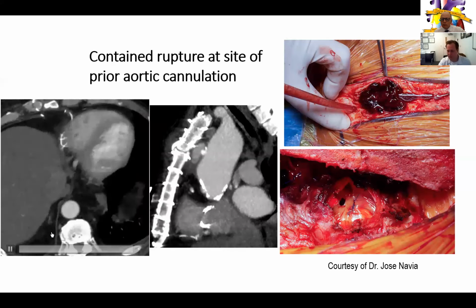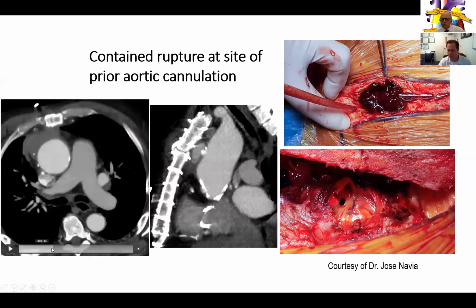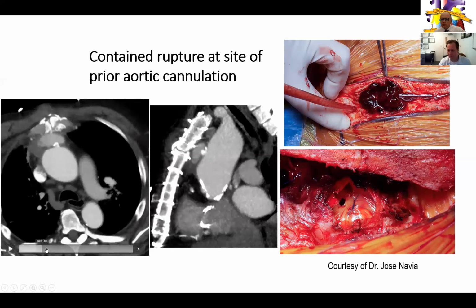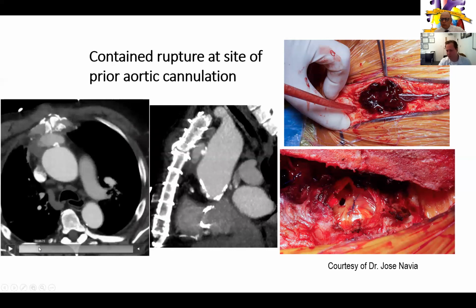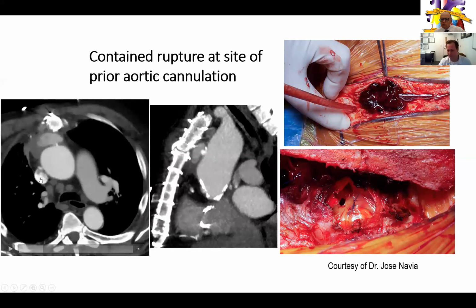So here's a patient who had multiple prior cardiac surgeries, has a homograft, and I was caring for him in our ICU with Staph aureus bacteremia. And here's the site of prior aortic cannulation. So that had become superinfected, and there was a contained rupture there, which you can appreciate here. And you can also see on this sagittal reconstruction.